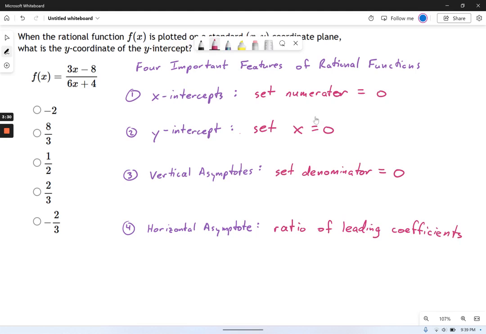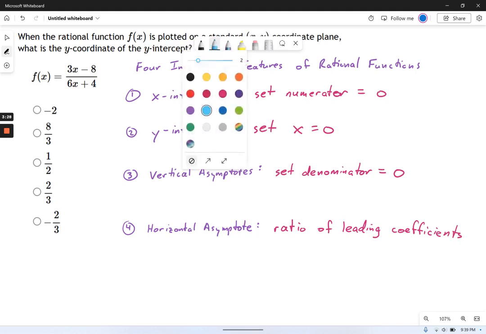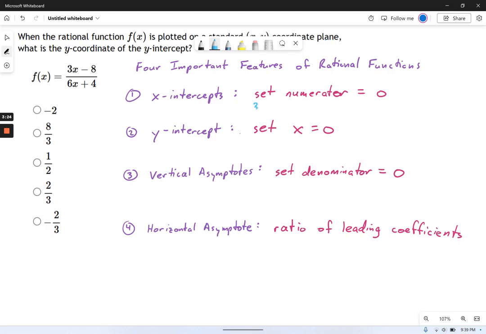For the x-intercept, I'll do this in blue. For the x-intercept, we're going to set the numerator equal to 0. So that means 3x minus 8 equals 0. And if we solve that, we get x equals 8/3. Now that's not our answer because what I just wrote is an equation. What I'm really talking about is the x value. So we would need to turn that into a coordinate point, (8/3, 0). That would be an x-intercept.